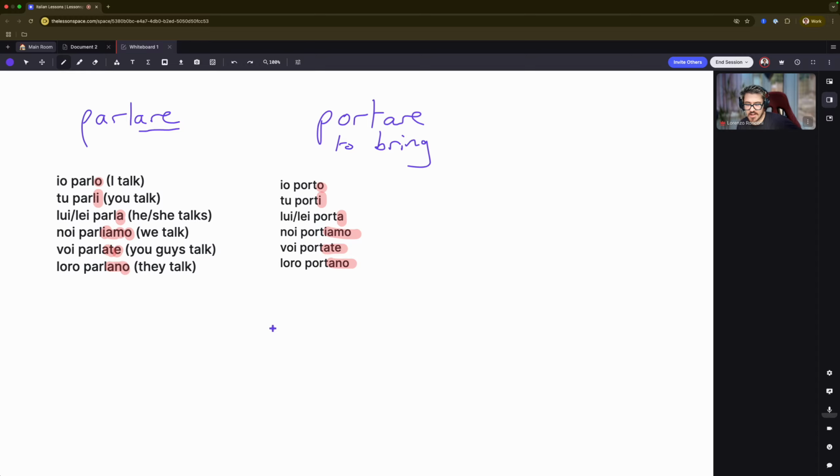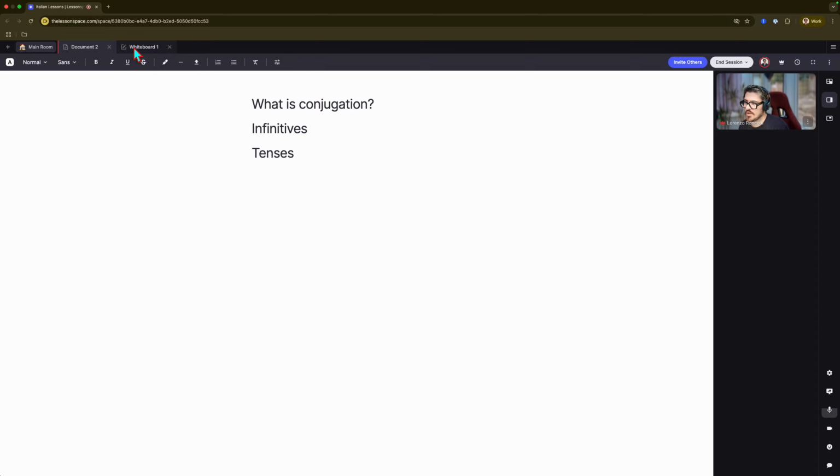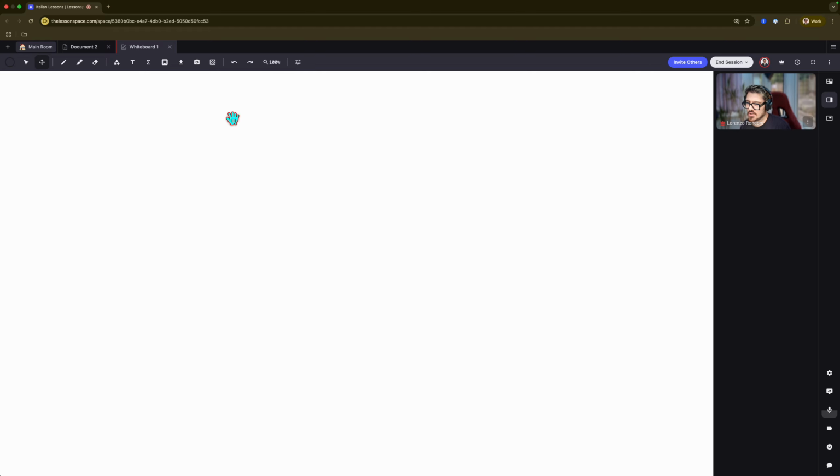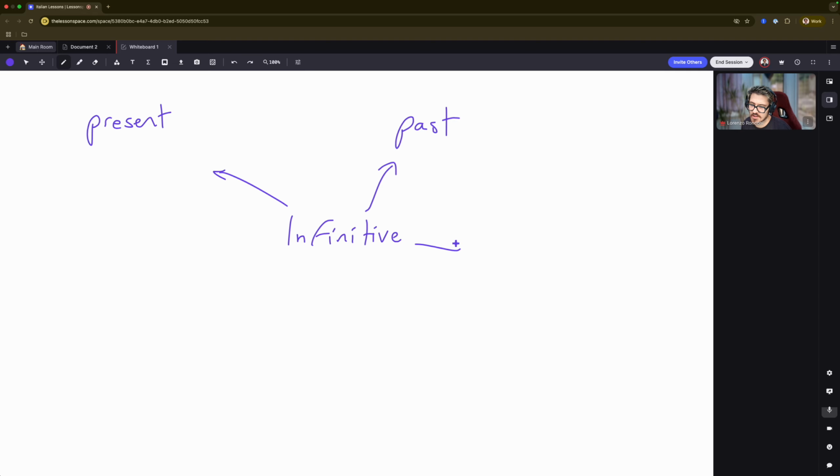That is pretty much it. That's everything I wanted to cover. Let's talk quickly about tenses. So let's just go back here. Just to recap, the infinitive, I'm going to put it in the middle of this mind map. The infinitive is what we use to go to all of these different places. So it's important that we are able to identify what the infinitive is.